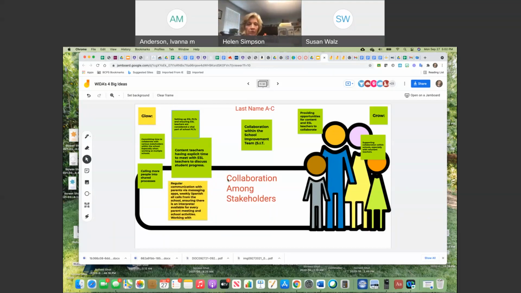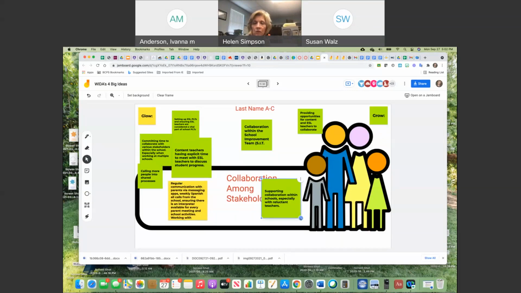Go ahead. Okay. I'm no longer in there so that somebody else can go in after I finish typing, but I'm on the collaboration among stakeholders. And I see a lot of calling more people into the shared process. So getting more people involved in the community, your school, your principal, the teachers involved, and also the parents, so that they can all have a stake in their ELs' success in language learning. Thank you, Sandy.